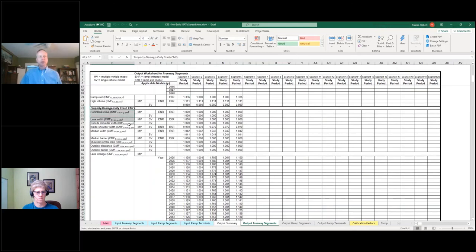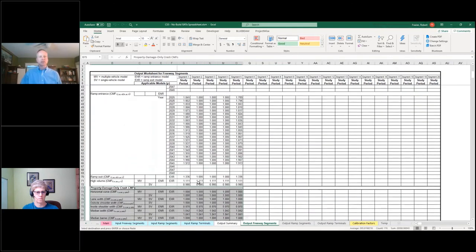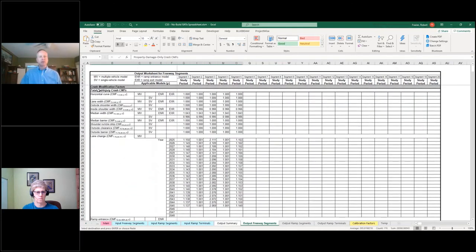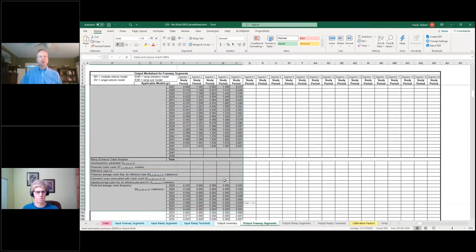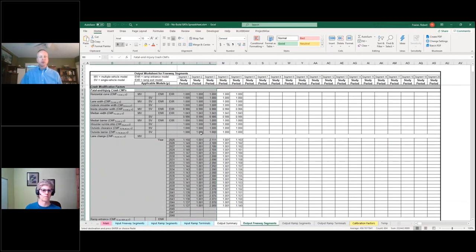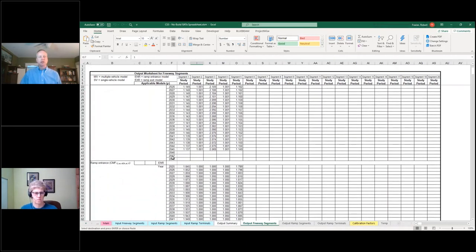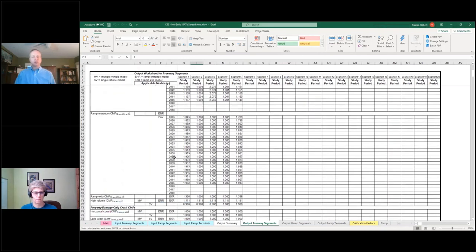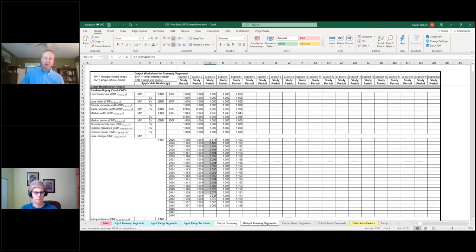I mentioned before that this is for property damage only crashes. So this top part is all for your fatal and injury crashes. These are pretty important CMFs up here at the top that move the needle for your fatal and injury crashes. So that's one place to go look. And look at this. Wow, 2 is a big number.